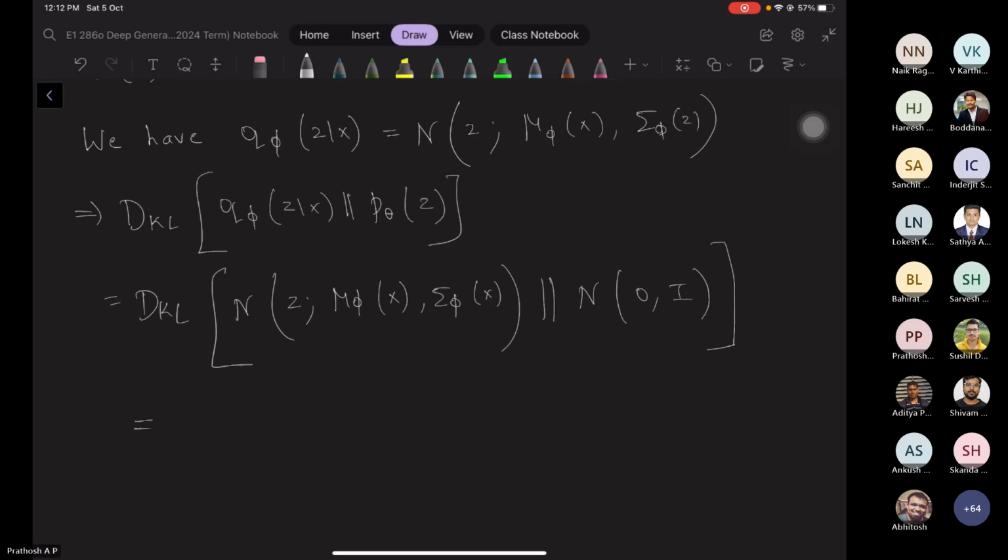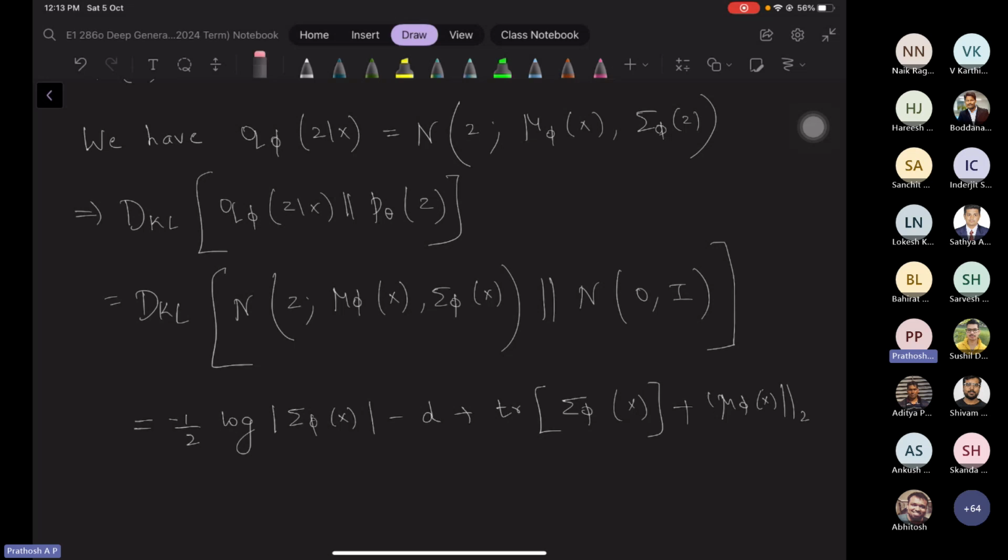Equal to half log of the determinant of this, minus d, plus the trace of sigma inverse of x, or I can write it as minus half log of this, and so this plus mu phi norm, mu phi of x squared. This is what it is.